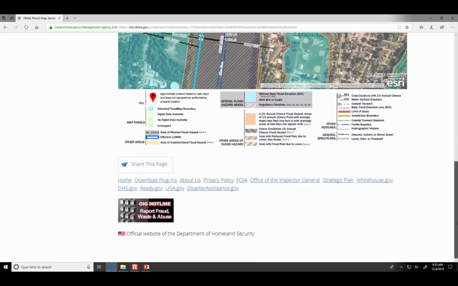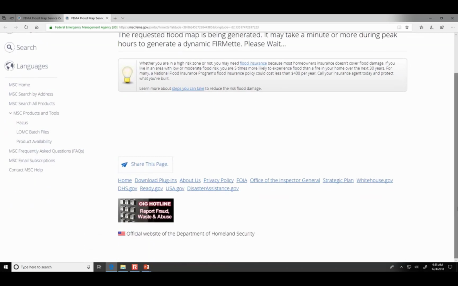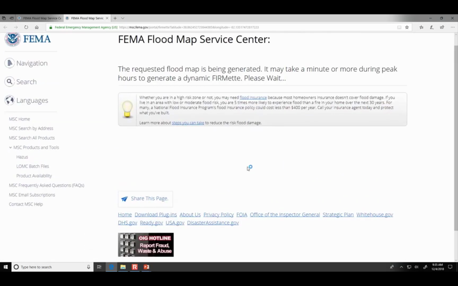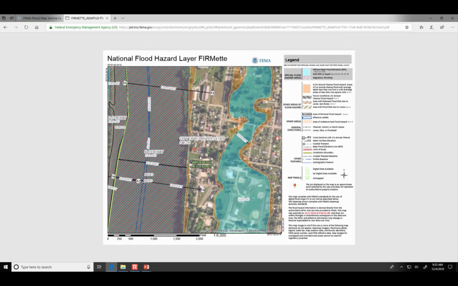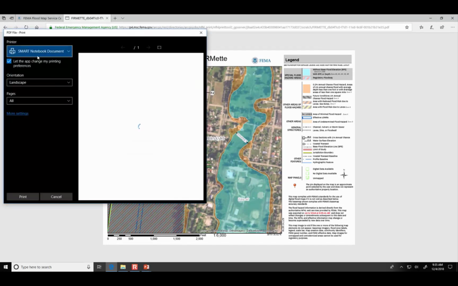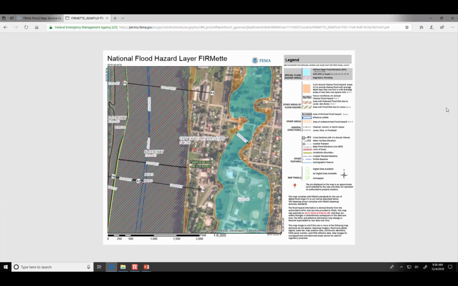Now the PDFs that you can generate, all right, so let's do dynamic map. Hopefully this will load. It's creating what's called a firmette. And the firmette is a PDF that you can save that has all of the definitions built into it. It's got the location. So here's the address that's identified, the key, and if we wanted to print that, then we could make a PDF out of it. So that is how you generate a firmette.